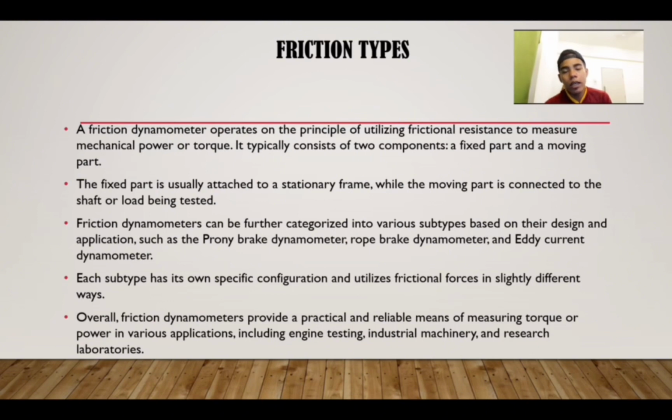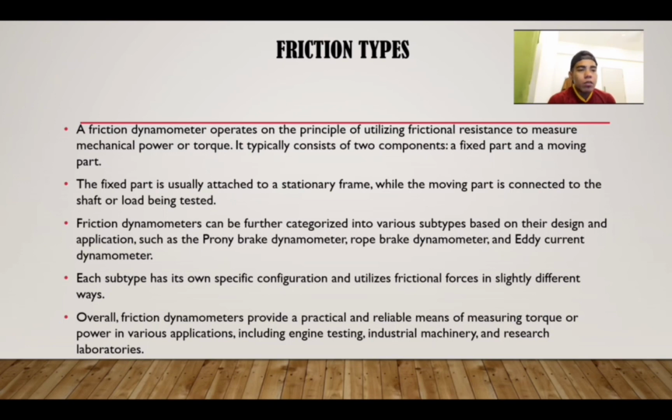Our assignment is about a friction type of chassis dynamometer. The friction dynamometer operates on the principle of utilizing frictional resistance to measure mechanical power or torque. It typically consists of two components: a fixed part and a moving part.